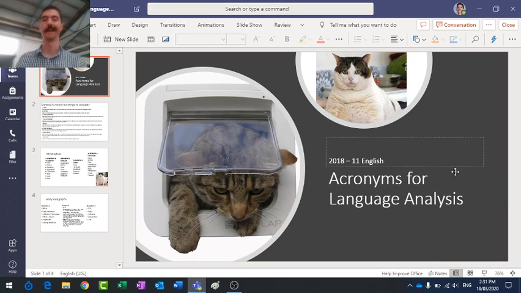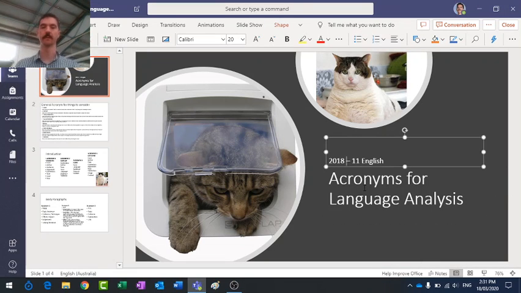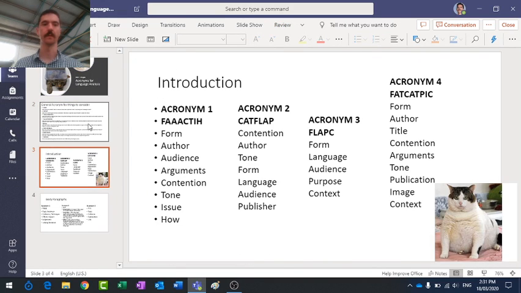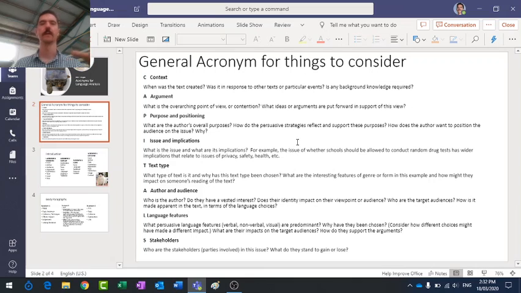Alright, so we're going to be talking about acronyms for language analysis. So you'll notice this is from 2018, so I'm going to update that because it's a bit newer. The reason that there's fat cats is because that's one of the ones that we use. So this is one I've never really liked myself, but it's a good general acronym for things to consider.